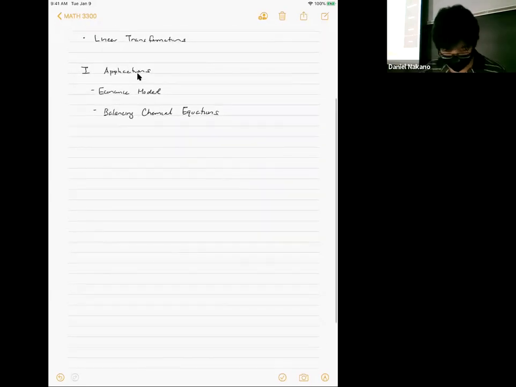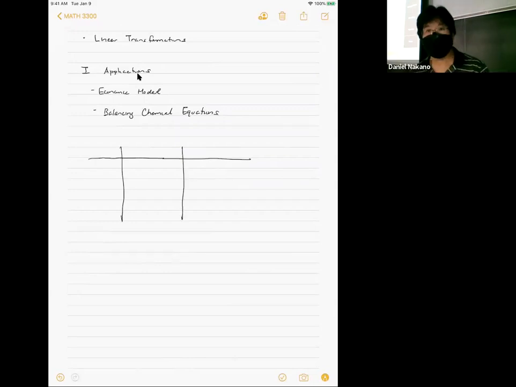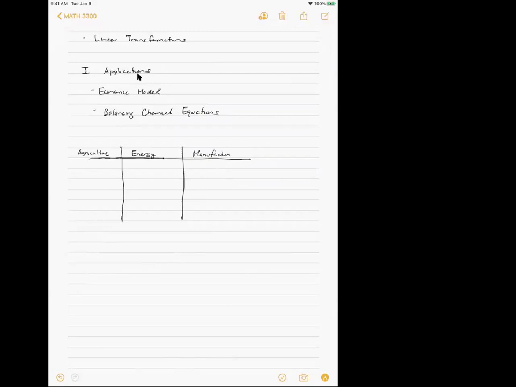All right, so let's start off with this economic model. Let me draw you a table first. This is like we've had in the past. So I have three sectors. There's the agriculture sector, there's the energy sector, and then there's the manufacturing sector.